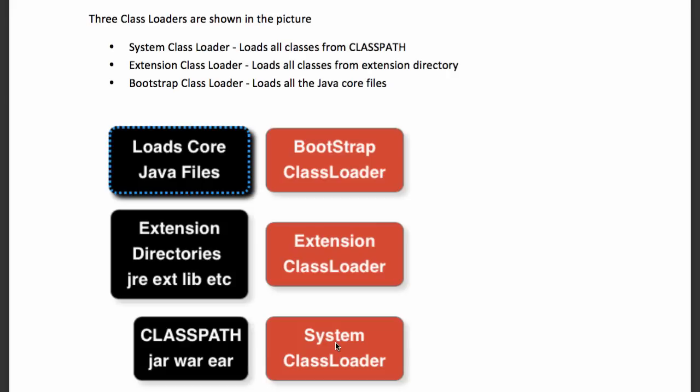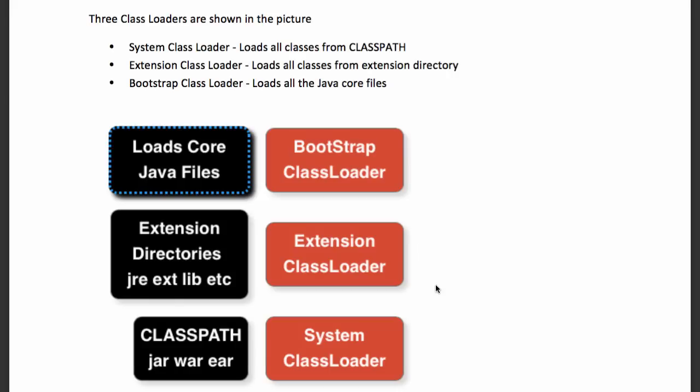Typically, the system class loader is the one which would load all the things on the class path. Typically, all the things in your jar, in your war. Those are the things which are loaded by your system class loader. The extension class loader is basically where you are extending the existing Java and providing additional libraries. So that's basically library folders like JRE, ext, lib, and things like that. So that's your extension class loader. And the bootstrap class loader is basically your base Java classes.